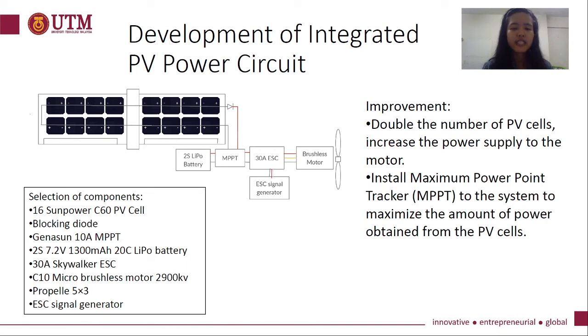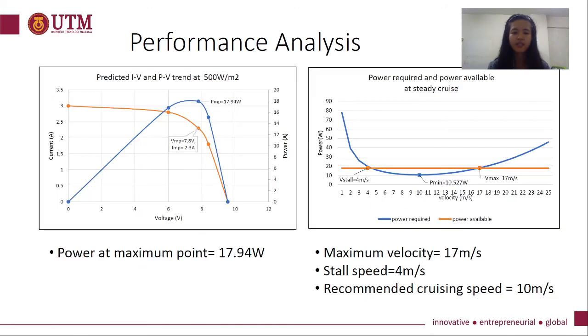Here is the improved design of the PV power circuit that I created. On the left side is the selection of components. The improvements I made are, first, to double the number of PV cells in order to increase the power supply to the motor, and second, to install a maximum power point tracker to the system to maximize the amount of power obtained from the PV cells. The efficiency of the MPPT is very high, up to 98%.